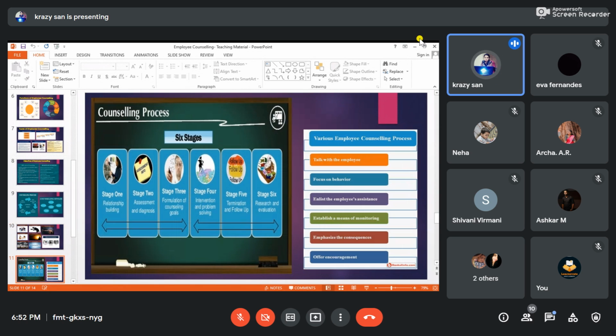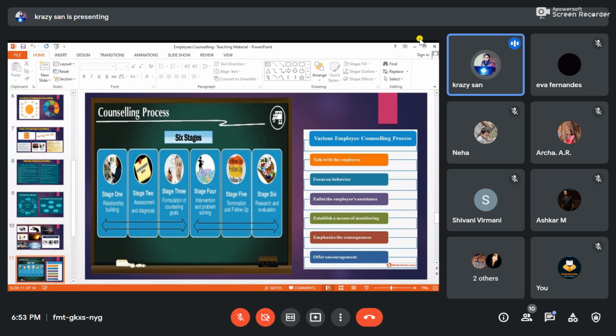So as I said, some of the companies go with 3 stages or 6 stages. Like relationship: first they build up the relationship, then they diagnose the issues and assess, then they do the counseling, then they intervene, and the problem is solved. And then whether to keep the employee, or you need termination, or you need to follow up, you're just saying that this person can never improve and you're losing your hope. Or you do much more research for that particular person and come out with new concepts.